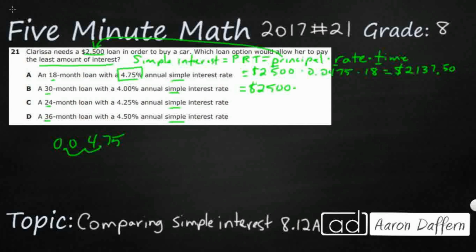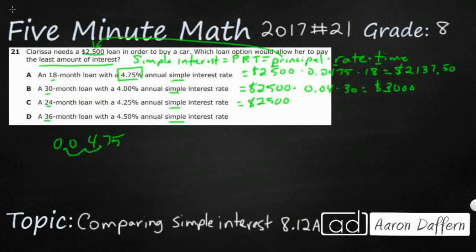Change the interest rate. So this is 4%, so it's lower interest, but you see it's a higher number of months. So I don't know which one's going to be better. We're just going to keep that 0.04, turn that into a decimal, and then we get 30 months. So let's see what happens if we do 2,500 times 0.04 times the 30 months. Look at that. It's a lot higher, 3,000. So the slightly lower interest rate is not going to help us nearly as much as having fewer months.